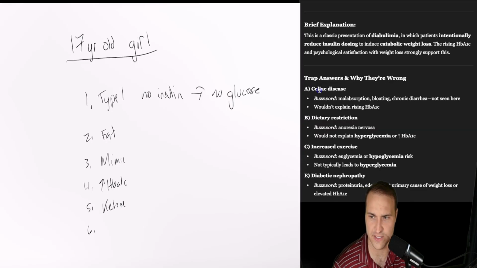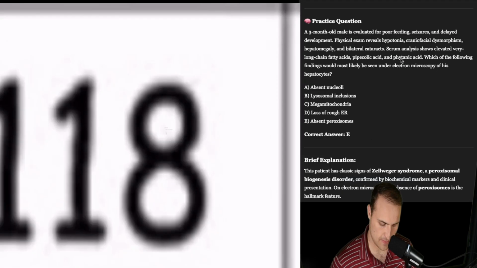Here's some trap answers I mentioned: celiac, bloating, chronic diarrhea, just different. Dietary restrictions, increased exercise would have like a hypoglycemia, not hyper, and then diabetic nephropathy, proteinuria, and edema. All right, there's 118. Moving on to 119. I like how they all have circles.